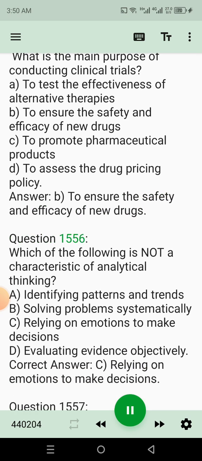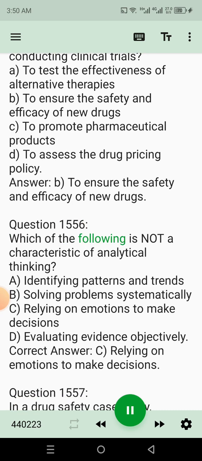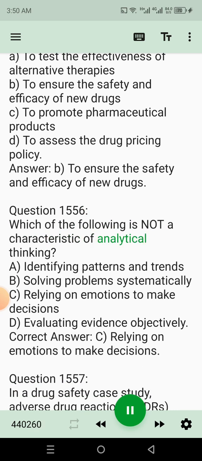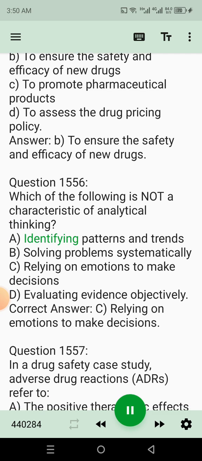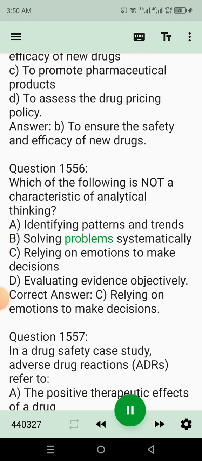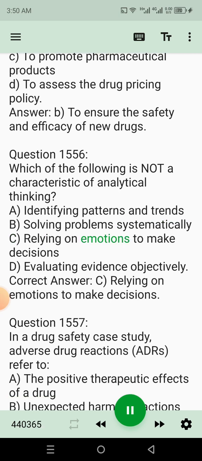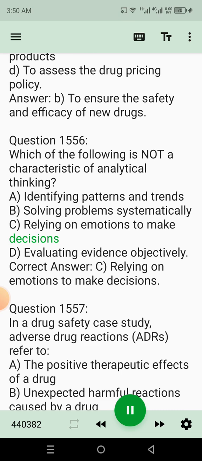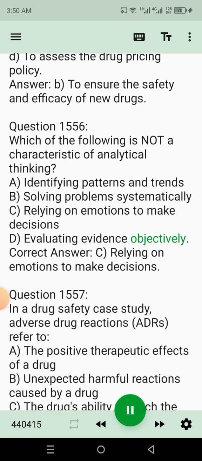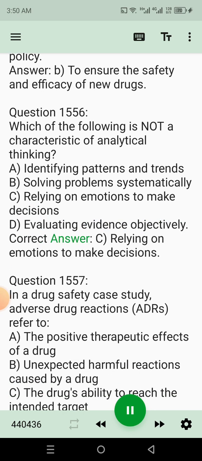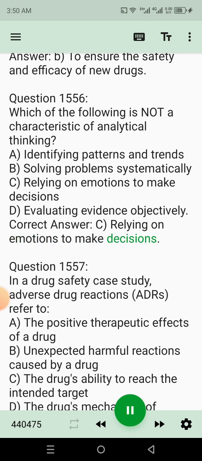Question 1556. Which of the following is not a characteristic of analytical thinking? A. Identifying patterns and trends. B. Solving problems systematically. C. Relying on emotions to make decisions. D. Evaluating evidence objectively. Correct answer: C. Relying on emotions to make decisions.